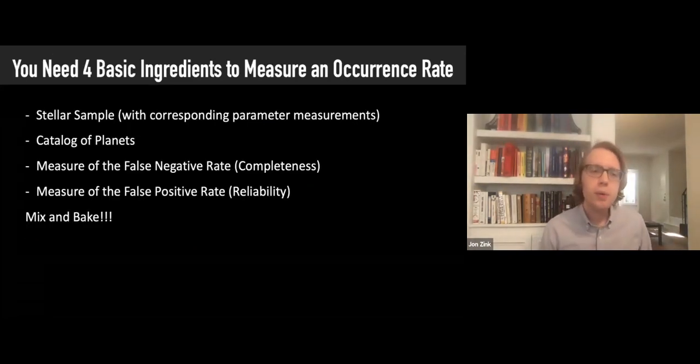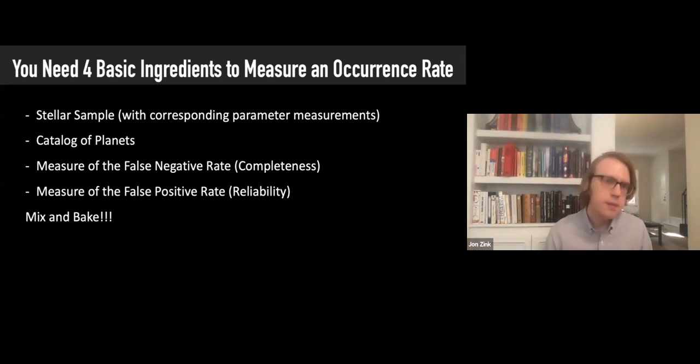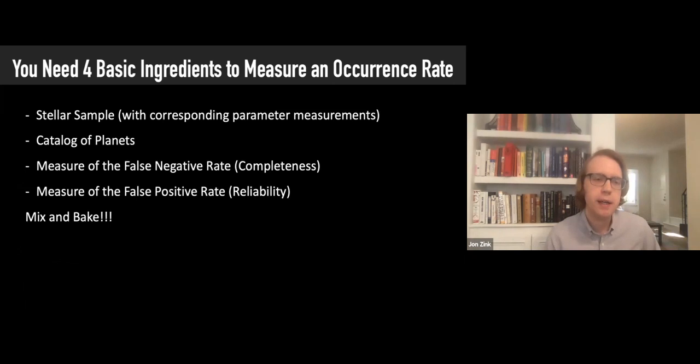And so what do we need to make K2 work for demographics? We really need four basic ingredients. We need a stellar sample with corresponding parameter measurements. We need a catalog of planets. We need measurements of the false negative rate and the false positive rate of that catalog of planets. Once we have all four of these ingredients, we're good to go. We're ready to bake. So step one, we need a stellar sample.